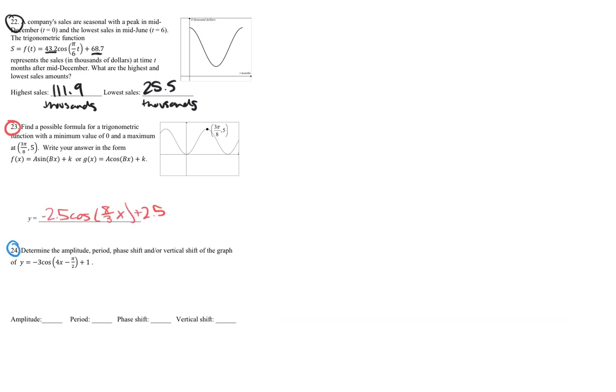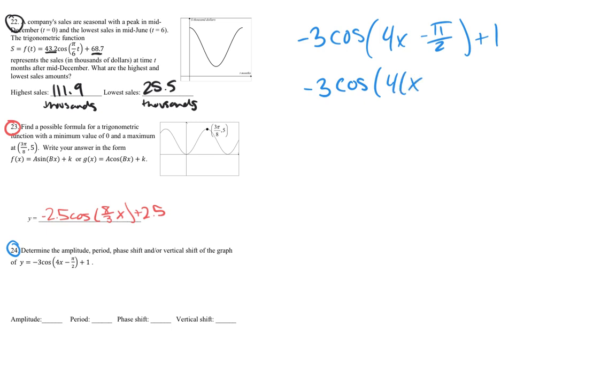For this next one, it's asking us to find the amplitude, period, phase shift, and/or vertical shift of the graph. So we have negative 3 cosine of 4x minus pi over 2 plus 1. And I'm going to rewrite it because it's going to help us out for one part. I'm going to factor out this 4. So then I get negative 3 cosine of 4 times x minus pi over 8, plus 1.